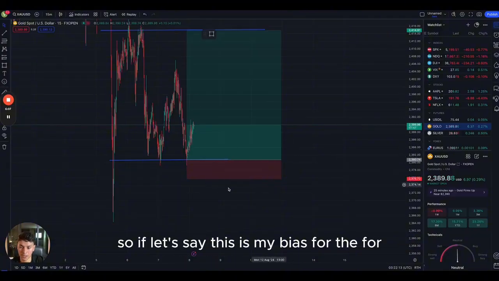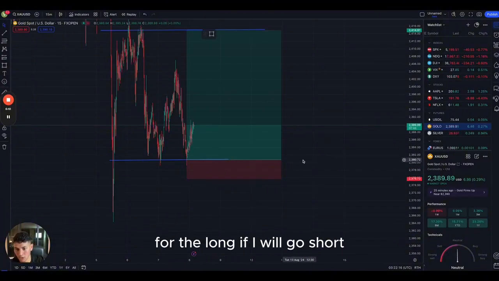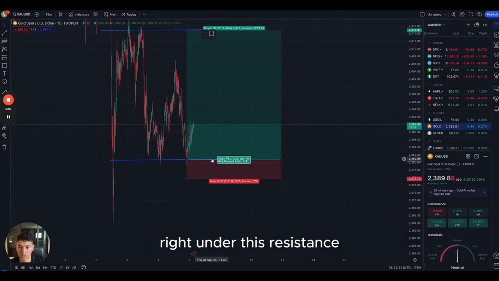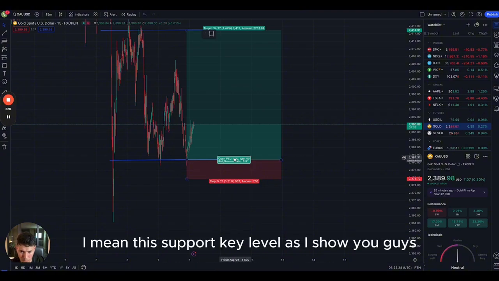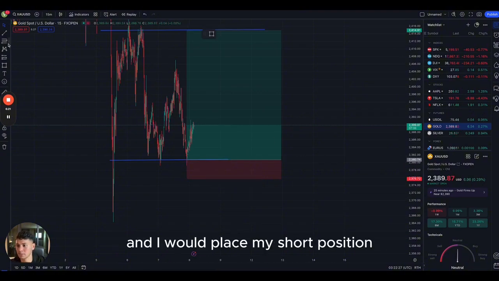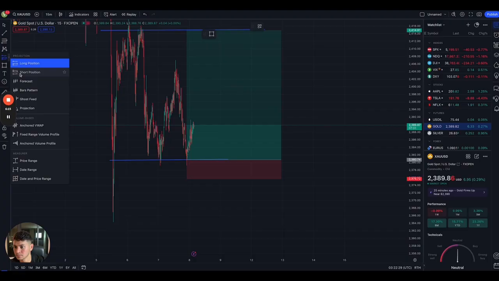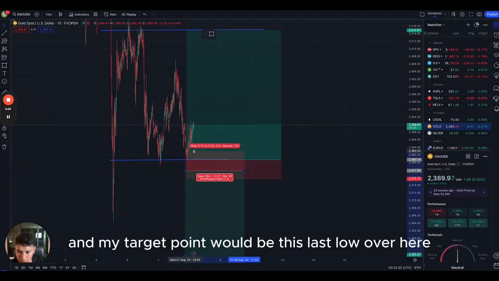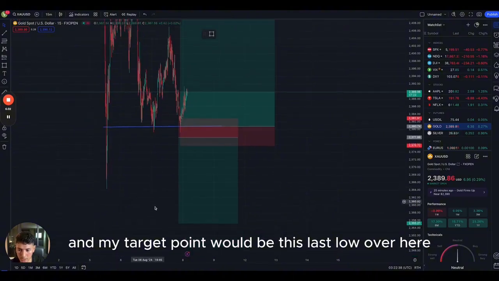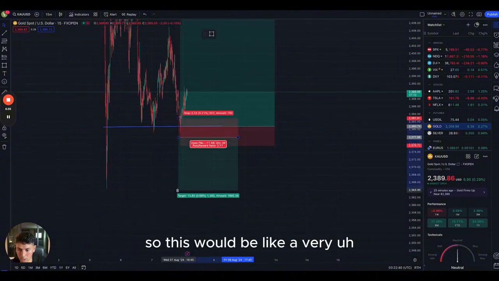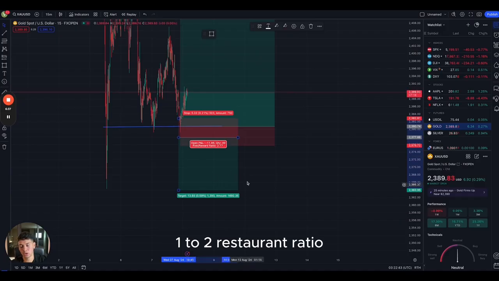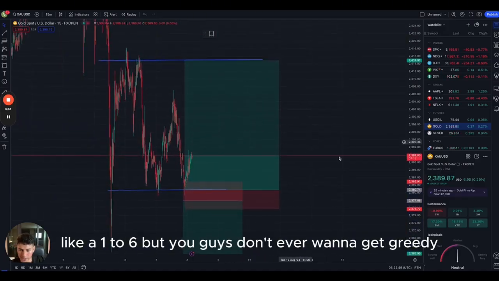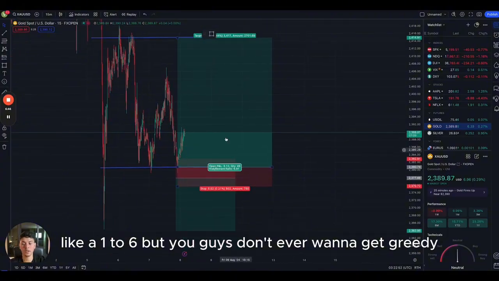So let's say this is my bias for the long. If I would go short, I would place my short position right under this support key level, as I showed you guys, around this key level, and my target would be this last low over here. This would be a 1 to 2 risk to reward ratio. The buy option would be a little bit higher, like 1 to 6, but you never want to get greedy.